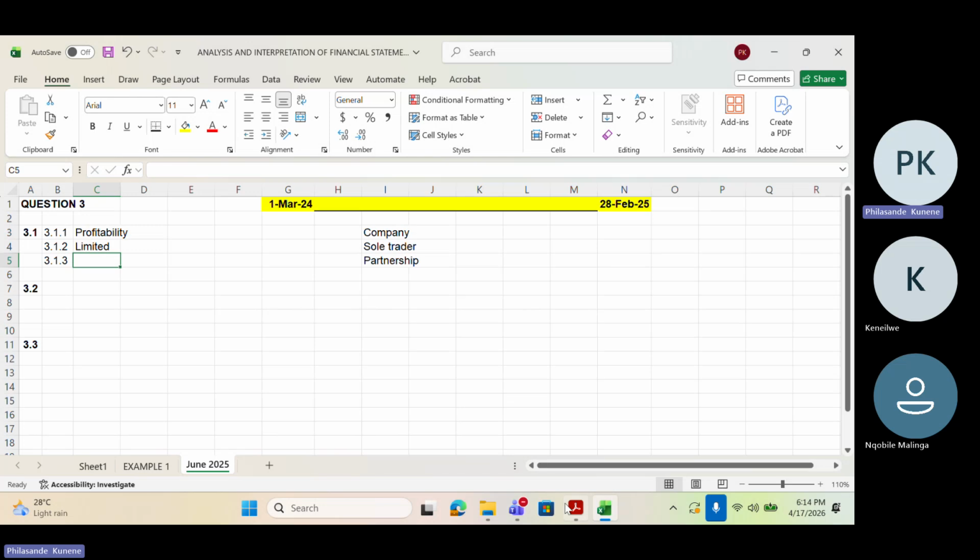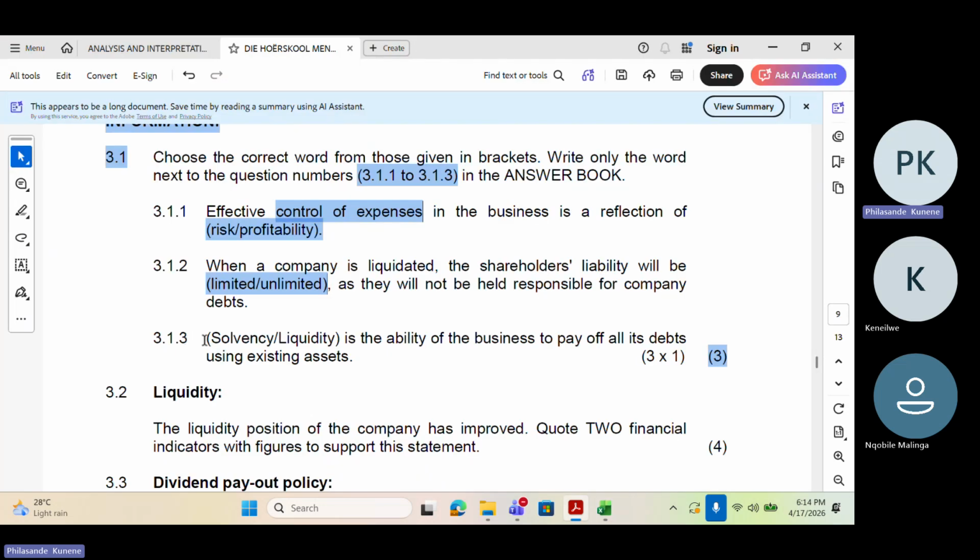Number 3, let's go to number 3, which is yours, Kinelwe. Solvency or liquidity is the ability of the business to pay off all its debt using existing assets. What can you say about this one? Liquidity, solvency. I'm not sure. I think I'll go with solvency. Why are you saying solvency? You're not sure?